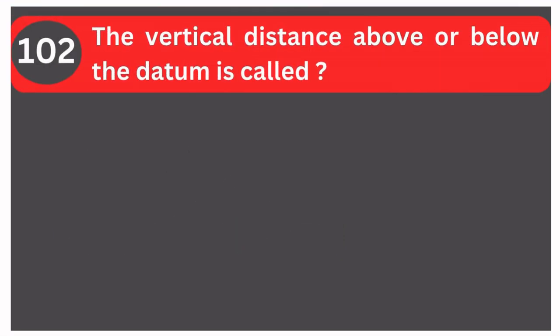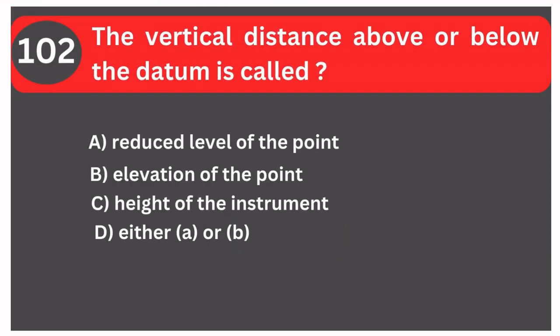The vertical distance above or below the datum is called. Options: A. Reduced level of the point. B. Elevation of the point. C. Height of the instrument. D. Either A or B. Answer: D. Either A or B.